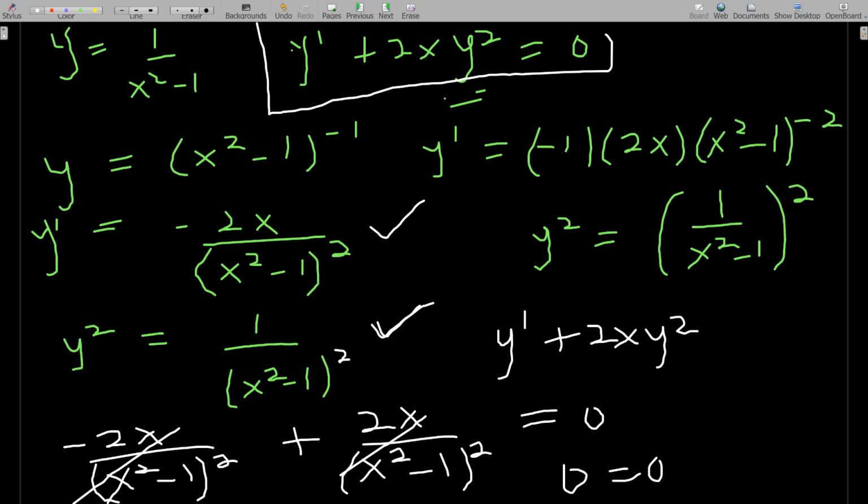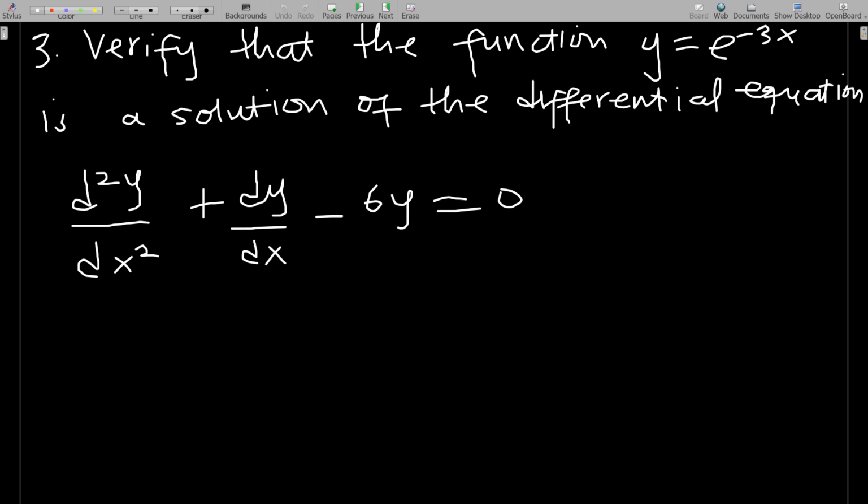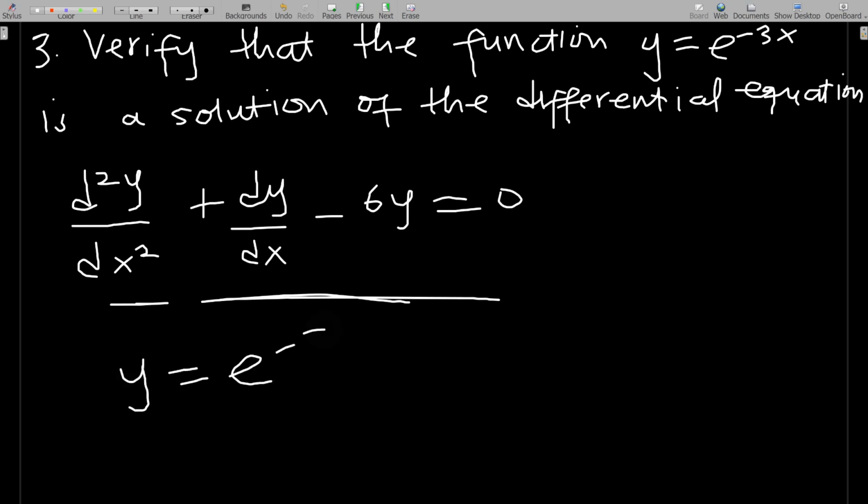And with the interval, I just explained it. Okay, so now let's go to the third one. Verify that the function y equals e to the negative 3x is a solution of the differential equation given. Okay, so here we have y, the solution, to be this.